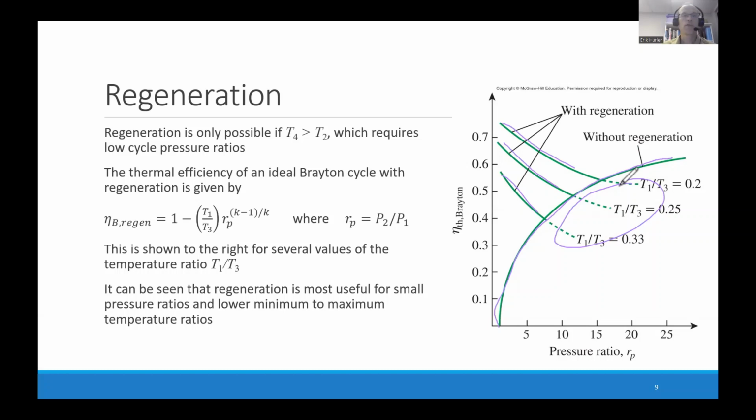The equation for the thermal efficiency with regeneration is given by 1 minus T1 over T3 times Rp to the power (K minus 1) over K. So similar to the basic version, but with an additional factor of T1 over T3. It can be seen that higher efficiencies occur for lower values of this temperature ratio, T1 over T3.